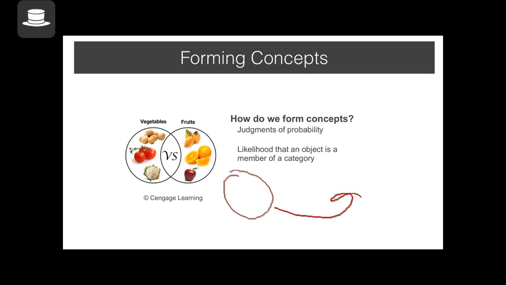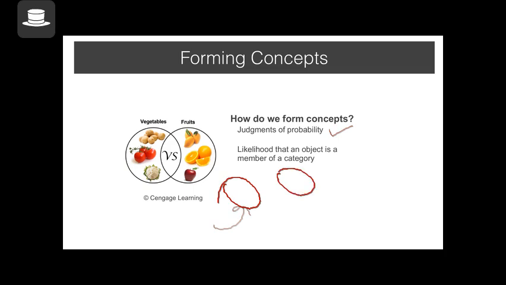But the decisions we make about whether a new object is a part of that category or not are based on judgments of probability. How likely is it that this object is a member of this particular category rather than the other? So it's the likelihood that an object is a member of a category. Once you have the category, these likelihood decisions may be based on different factors.